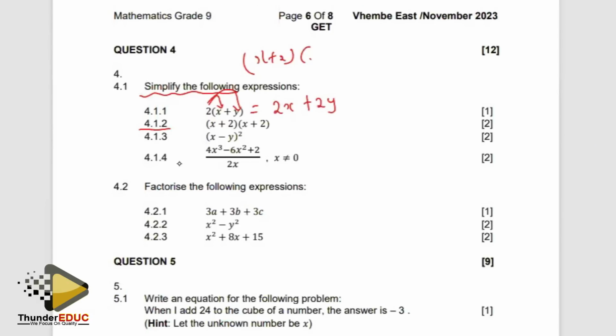And then 4.1.4, whenever we have a division, we need to split up everything using the same denominator. So that is 4x cubed divided by 2x minus 6x squared over 2x plus 2 over 2x. And then we apply our laws of exponents and simplify this. So 4 divided by 2 is a 2. 1x cancels 1x on top, we shall be left with just 2x's. Minus 6 divided by 2 is a 3. 1x cancels the other x on top.